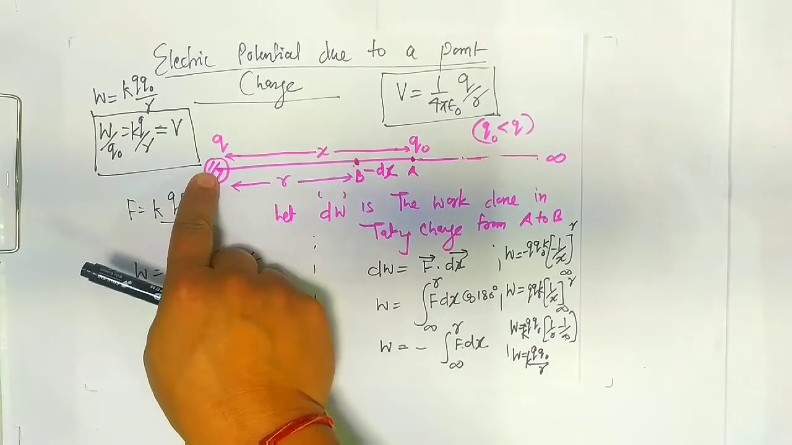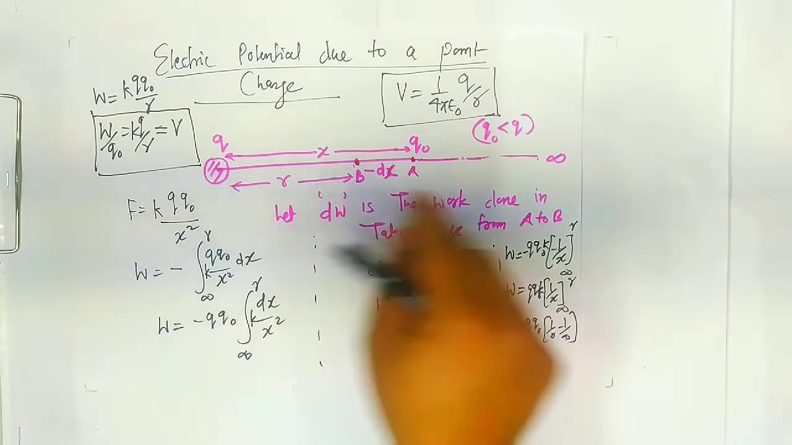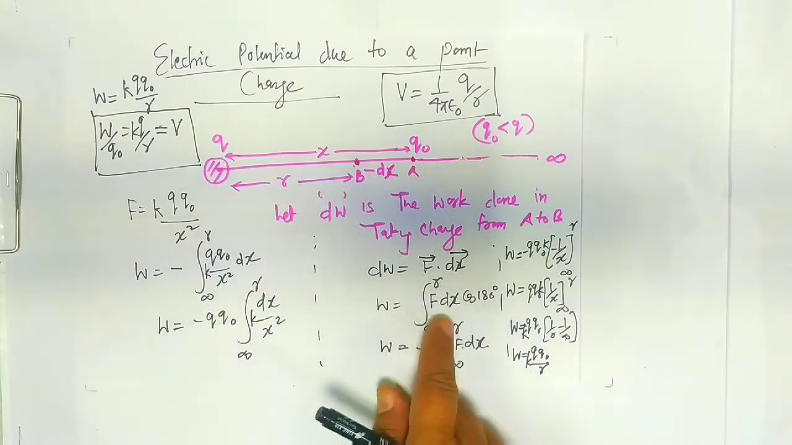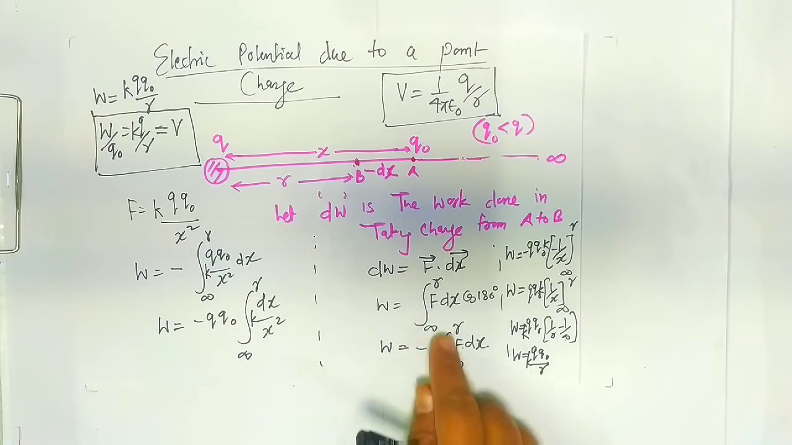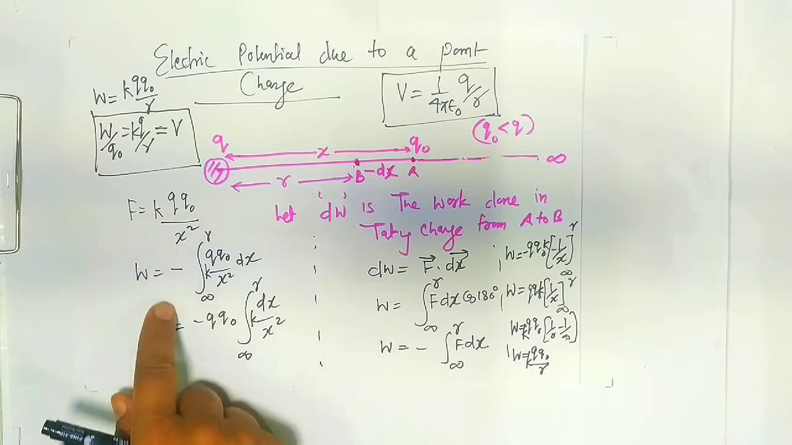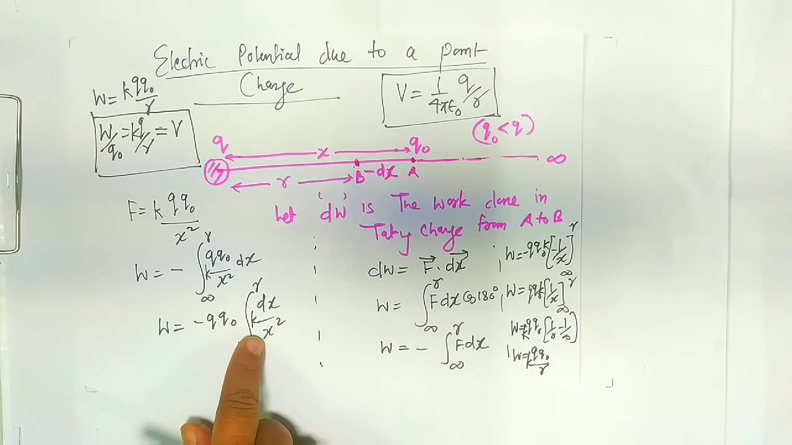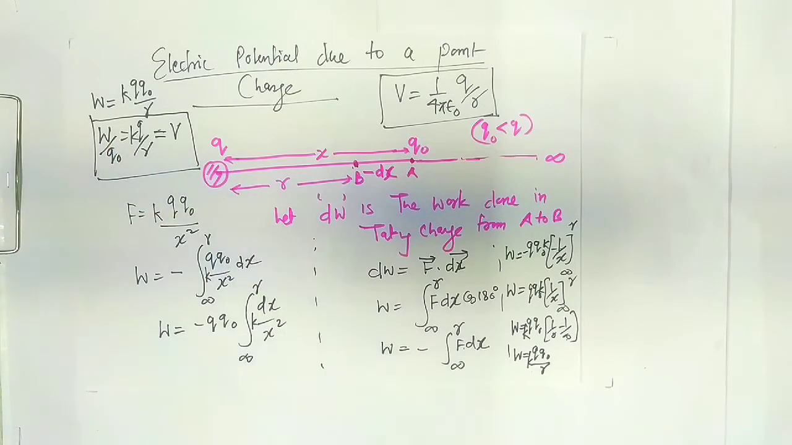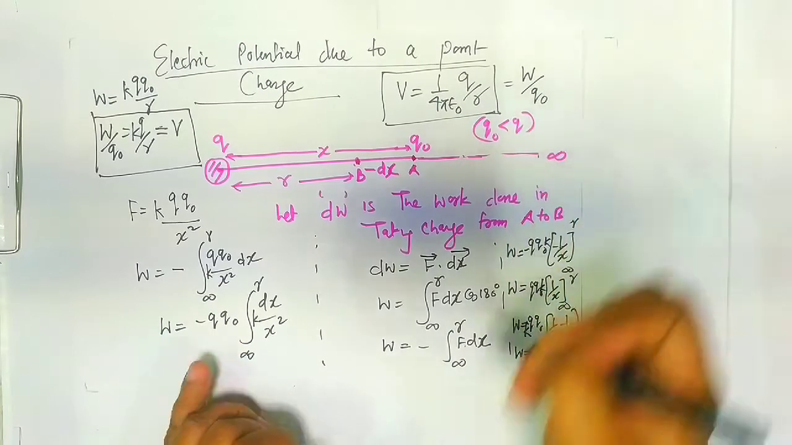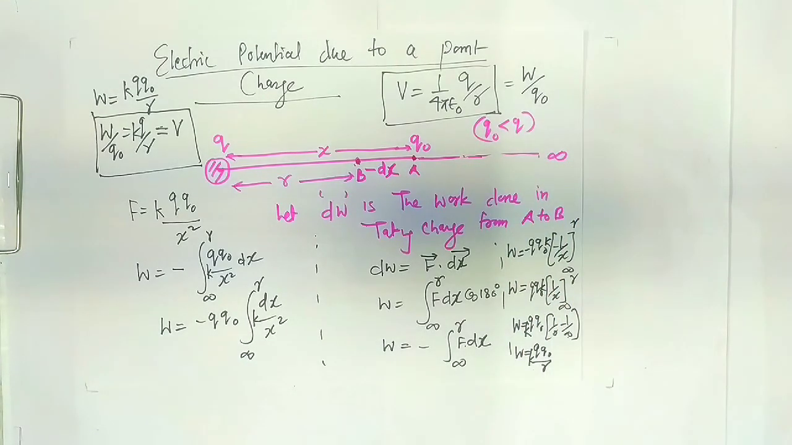Very simple. You took a charge here, Q naught, and then you know that work done in bringing a charge from A to B, F dx cos 180, and then infinity to r, you integrate it, and then you know that this is the step, this is k, and then ultimately kq. And what is the work done per unit? So potential is defined as work done per unit charge also. So already we have defined this as electrostatic potential due to a point charge.